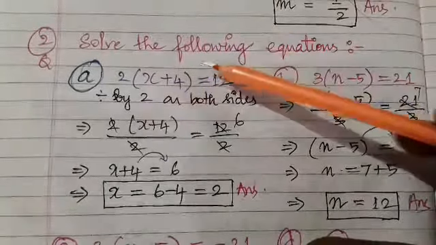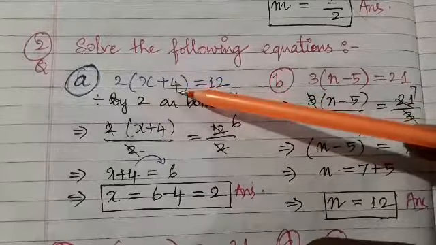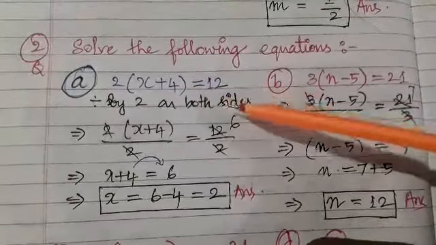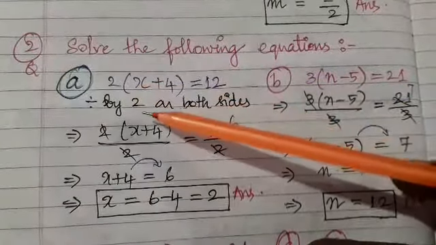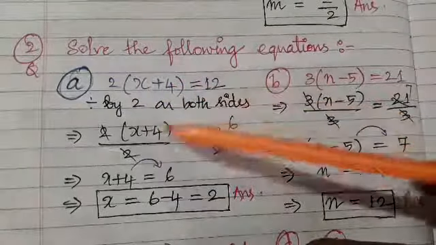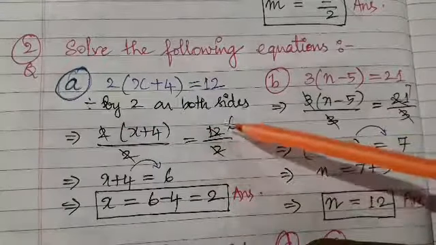Second question. Solve the following equation. Same type. Here one difference is that 2 bracket of some value with a variable is given, equal to 12. So in this case, how to do it? Same method. Divide by 2 first to remove this 2. So divide by 2 on both sides. I am dividing the whole equation on both sides: 2 upon 2 bracket x plus 4 that is equal to 12 upon 2.